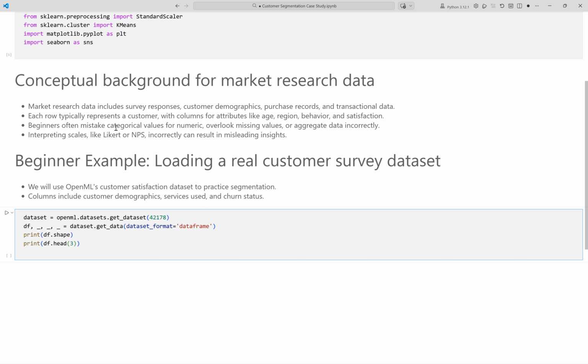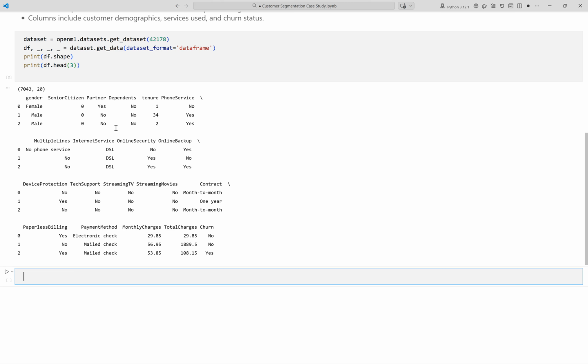Running the cell now. This output shows the dataset loaded from OpenML, confirming it contains 7,043 rows and 20 columns, which capture customer demographics, service usage, and churn status. The first 3 rows illustrate key columns like gender, tenure, payment method, and churn, helping us understand the data structure before we begin segmentation. This step ensures we know what features are available to analyze customer satisfaction and predict churn.